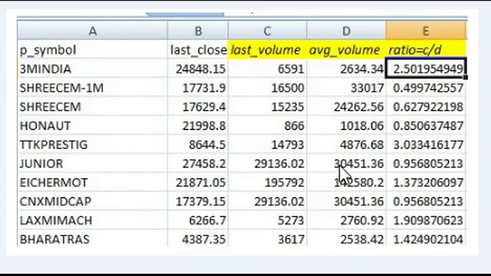So we download this volume data from the NSE site and then compare it with its average volume. In this example you can see the average volume is 2600 for this stock, however today's volume is 6500, which is 2.5 times higher. Likewise we'll find this ratio for all the stocks and then sort it in descending order to find the top 5 stocks in this volume list.